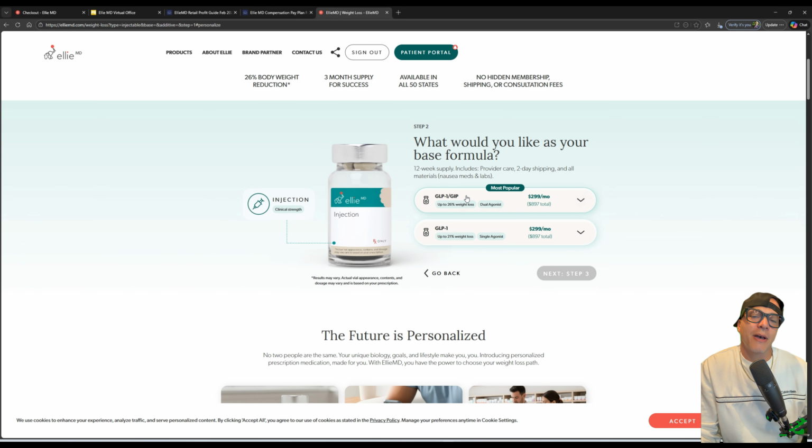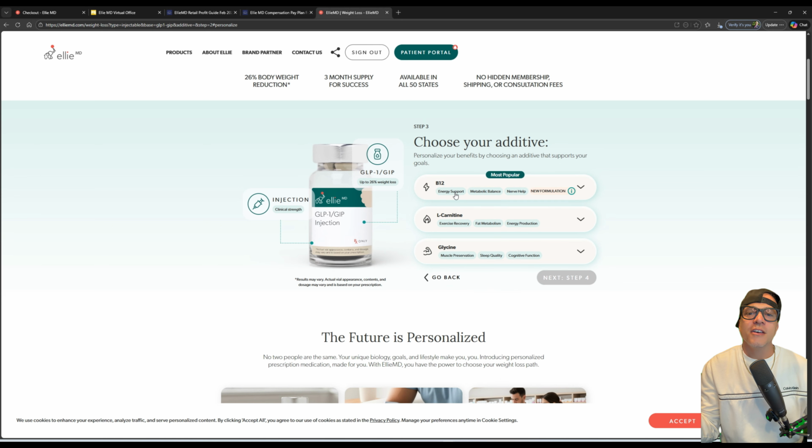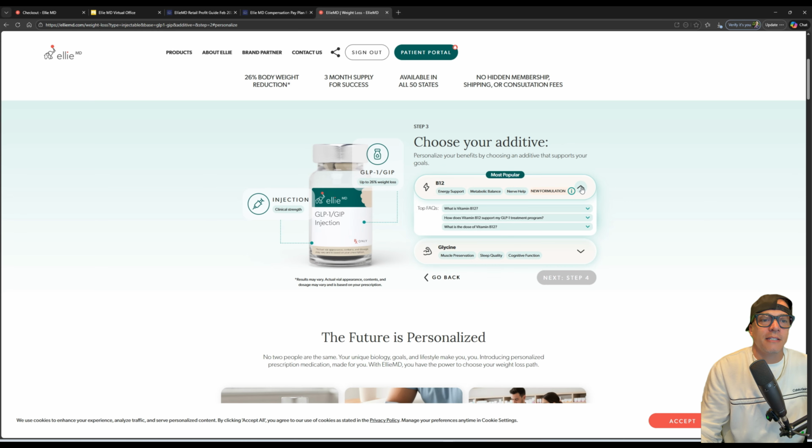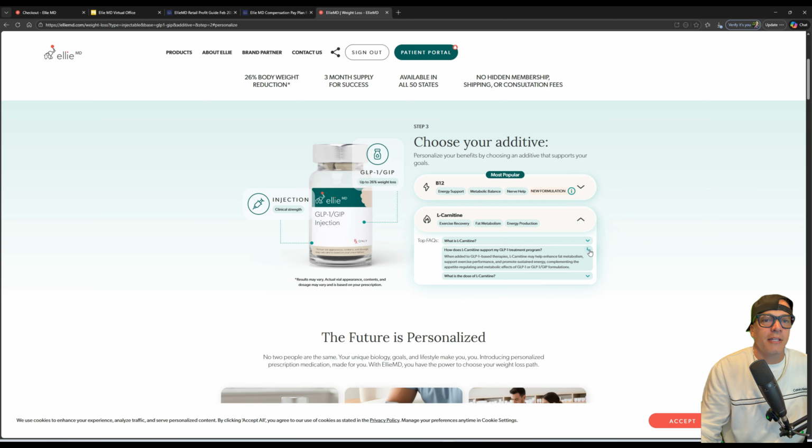One thing I really like about EllieMD's full GLP-1 protocol is that it allows clients to personalize with additive support at no extra cost. The 3 additive options shown are B12, L-carnitine, and glycine. So we'll go ahead and select our most popular GLP-1 GIP. All right, and as you can see, if you just select the drop down, you can see the benefits and the top frequently asked questions. Feel free to click through here on your own. I'm not going to go through each one right now, but what we are going to do is select the GLP-1 and GIP. That's our tirzepatide and our most popular, and select go to step 3.